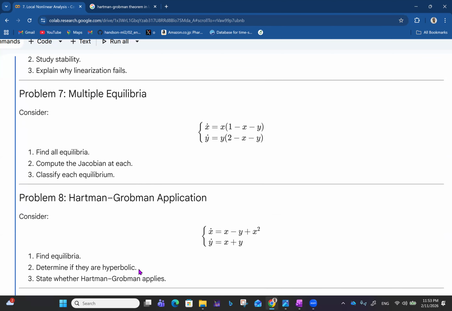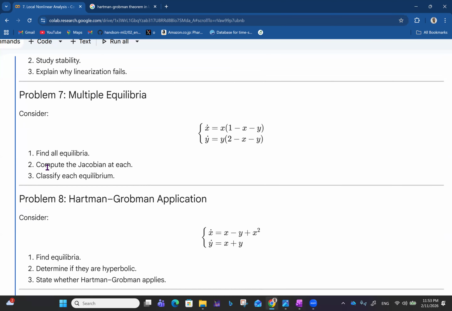Okay, 7 and 8 now. Find all equilibria, compute the Jacobian at each, classify each equilibrium. Of course, to find all equilibria, equate both to 0. So I can already see x is 0, y is 0, and then you can solve the other system inside. You should be getting like 4 or so equilibrium points, and then you compute the Jacobian and all of that.